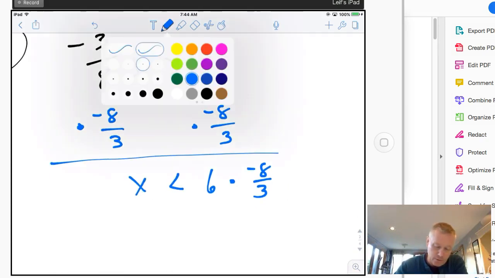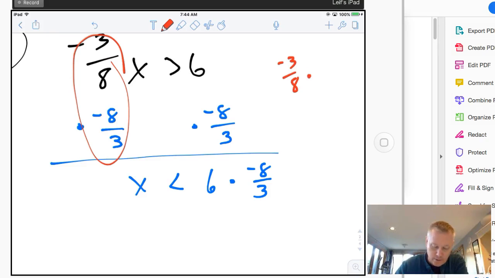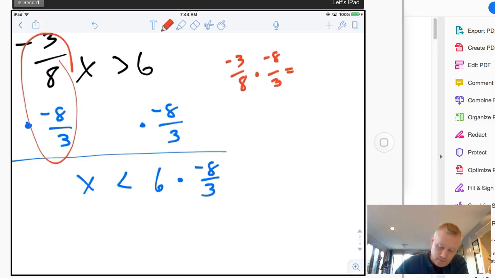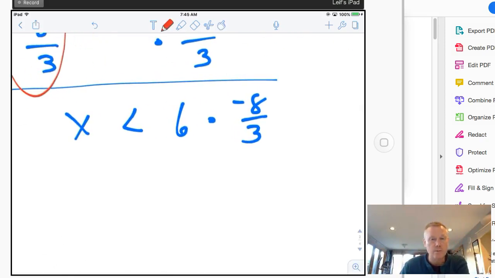And if you ever want to know if you did the right thing, if you multiply these together, do you get 1? Okay? Negative 3/8 times negative 8/3 is going to be negative 24 over, oh, sorry, positive, because negative times negative is positive. 24 over 24 is 1, so you get 1x. That's why this works, okay? And you don't have to show that. I just thought you might benefit from seeing it.